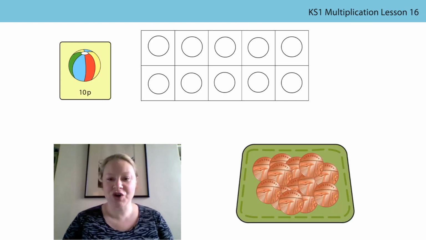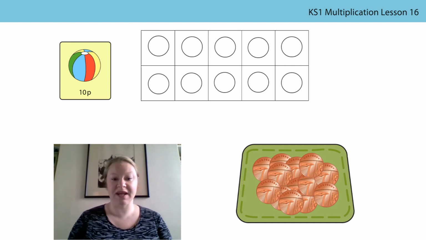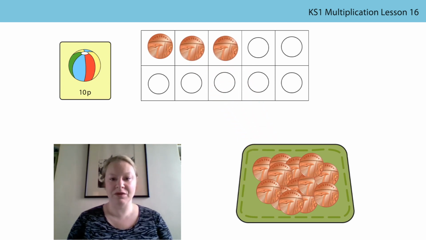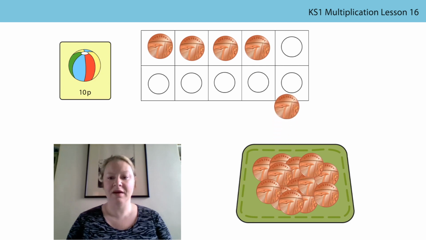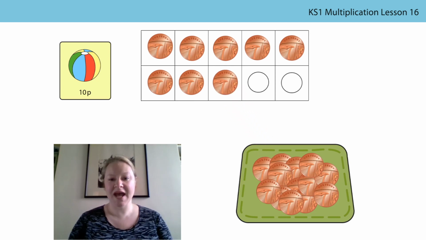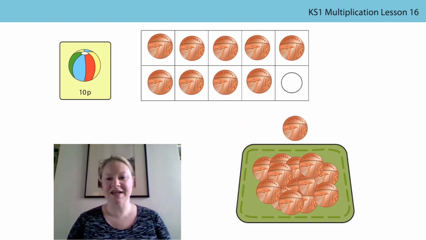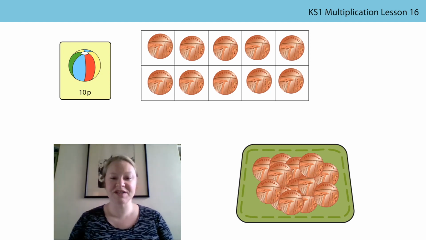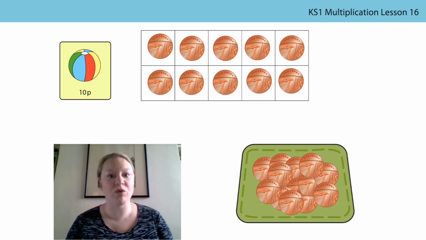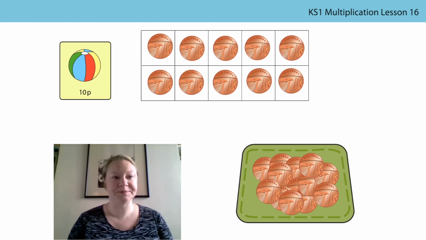The first way we're going to try and buy the ball is with our 1 penny coins. So we're going to count them out and we're going to count in ones. Are you ready? 1p, 2p, 3p, 4p, 5p, 6p, 7p, 8p, 9p, 10p. So we've got 10p, so we stop counting there. And we can see that our tens frame is full. So we've definitely used more than one coin, haven't we? So we can buy the ball with 1 penny coins.